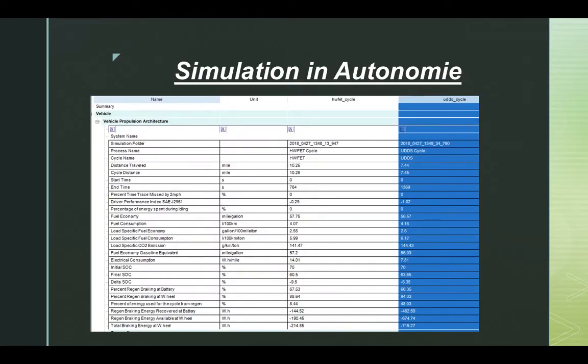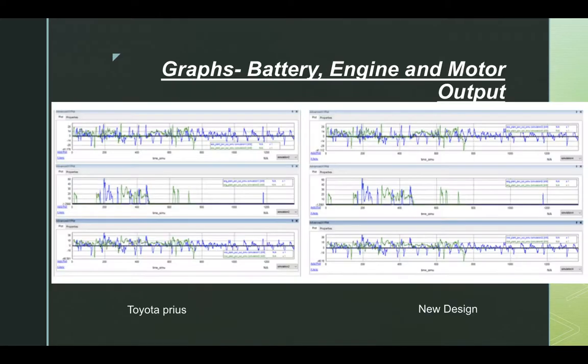So these are my results that I have obtained from simulation in Autonomie. I have obtained the fuel economy of 57.75 for UDDS and 56.57 for highway, and CO2 emissions is 78 gallon per kilometer per ton for UDDS and 79 for highway, and these are the graphs that I've obtained for battery, engine, and motor output.